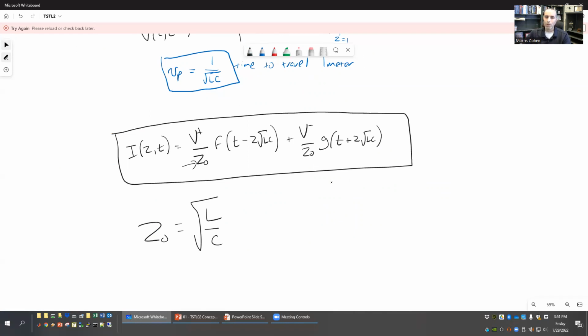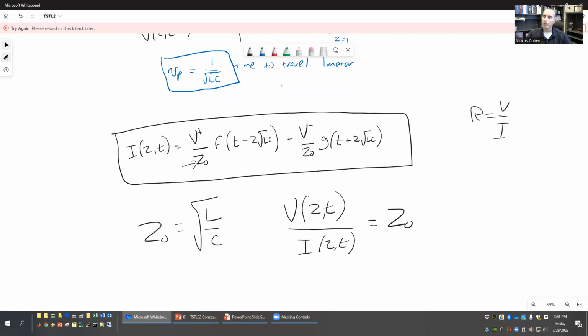So this is very important. What this tells us is that the voltage as a function of location and time divided by the current as a function of location and time is equal to this value Z0. So there is a defined relationship between the voltage and the current. And we know what happens when we take ratios of voltage to current, right? We get resistances. Remember, R equals V over I. So this is the ratio of a voltage to a current, so Z0 is going to have units of ohms.